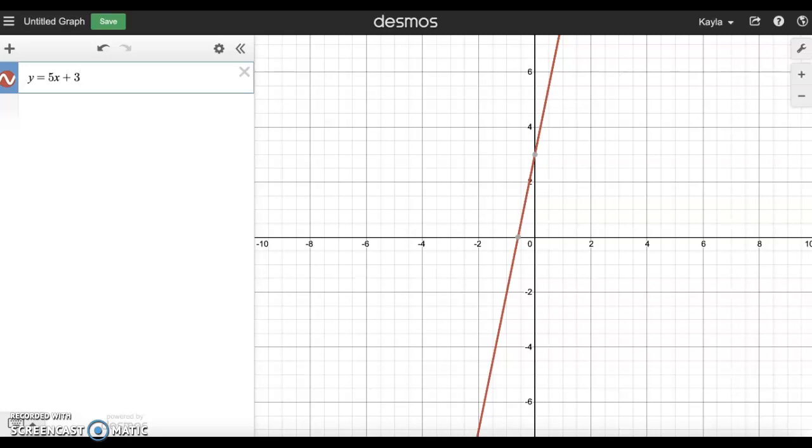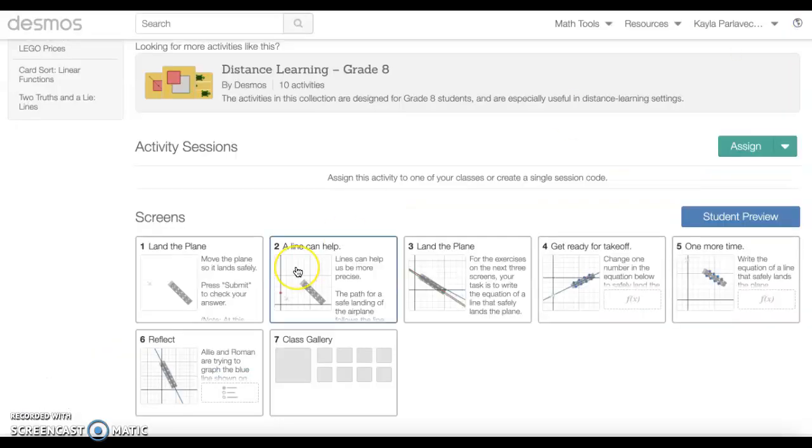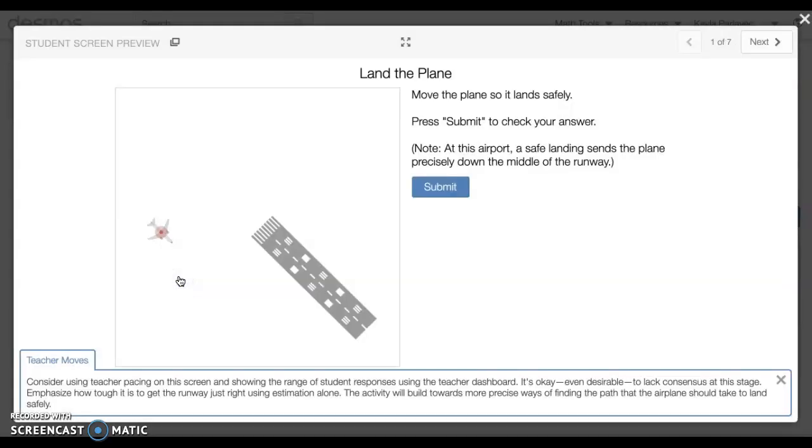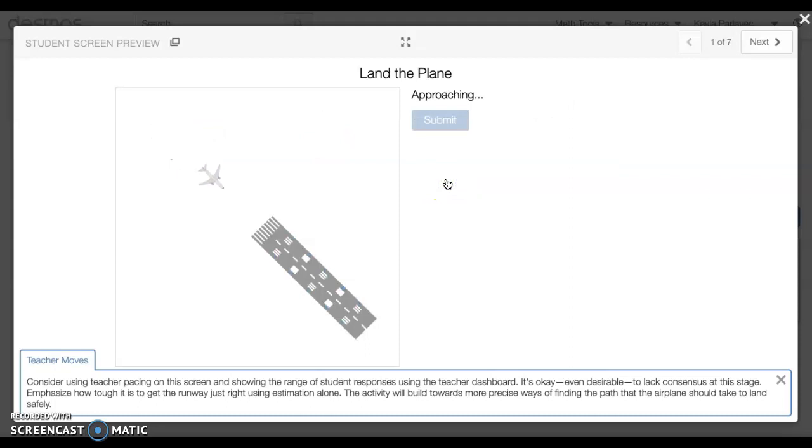The main activity that I will be assigning to my students is called Land the Plane. They will have to log into their account and I will assign this straight to my class. Once the students see the assignment, they will be able to complete various questions right through Desmos about how to land a plane properly using their information about slope-intercept form. This is a great way for the students to see a real-world application for slope-intercept form.